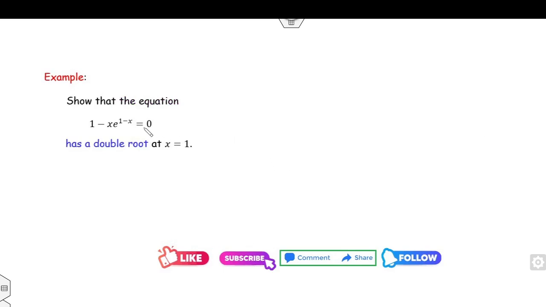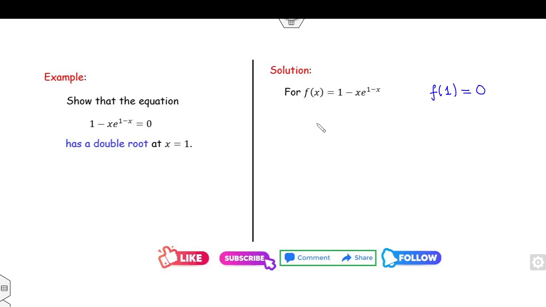Look at this case. Show that f has a double root at x equal to 1. That means your target is to prove f(1) is 0, f'(1) is 0, while f''(1) is non-zero. That's why it's a double root. So let's start with f. What is f(1)? 1 minus e raised to power 0 is 1, 1 minus 1, 0.